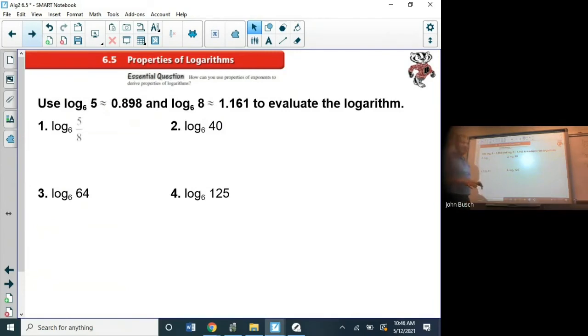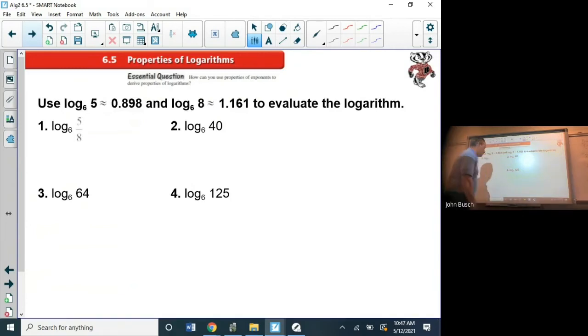These are the same kinds of problems. So pause for a second and see if you can do these on your own. If you have questions, raise your hand and ask. See if you can get these 4 in terms of log base 6 of 5 and log base 6 of 8. Okay, just pause for a second and take the time to do that.